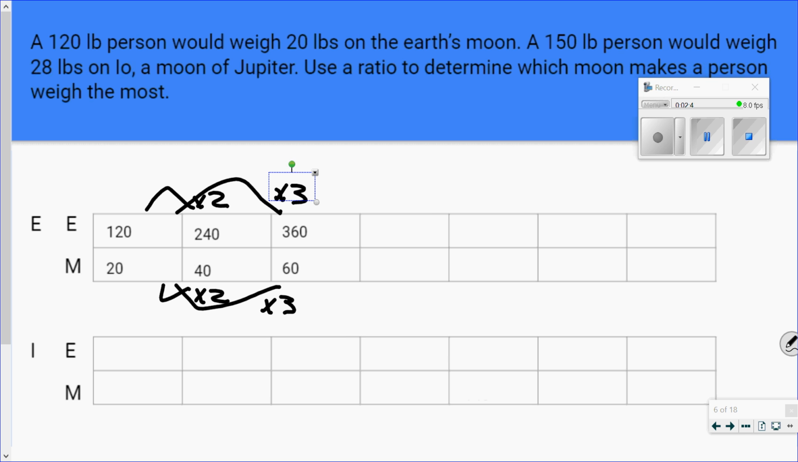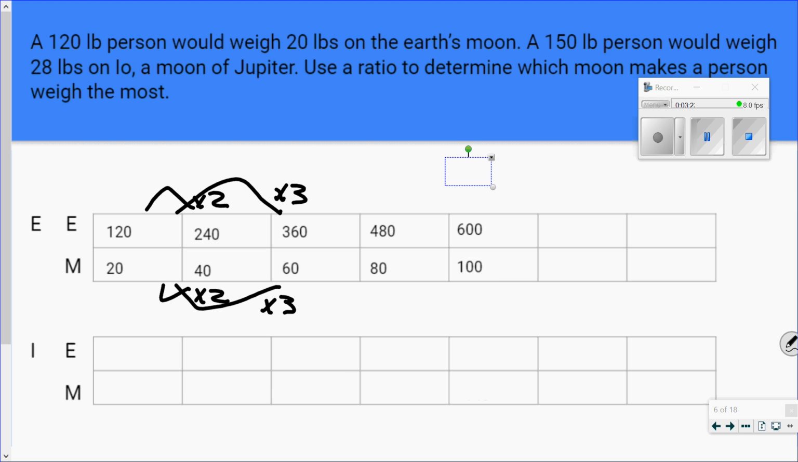What's the next one, Graham? 480 and 80. Okay, who's got the next one? Anybody on this side? We got Hayden. A little off. Yeah, the first one would be 600, and the next one would be 100. There you go.